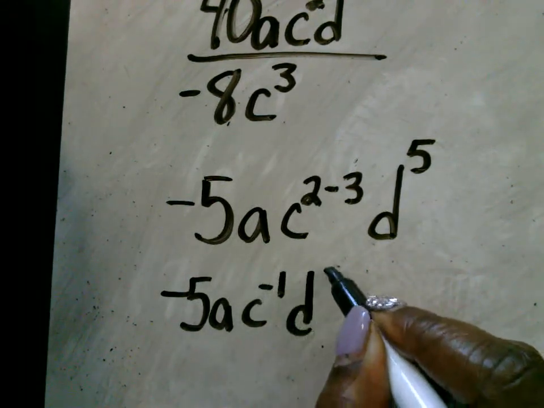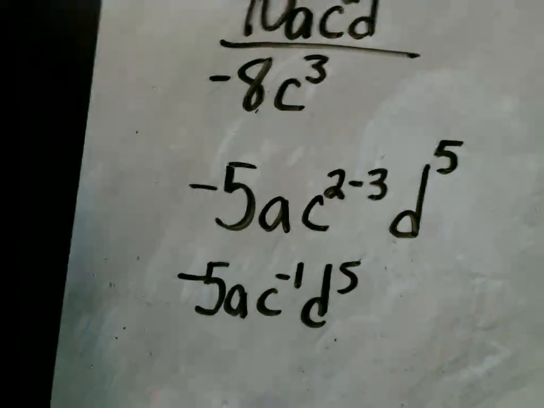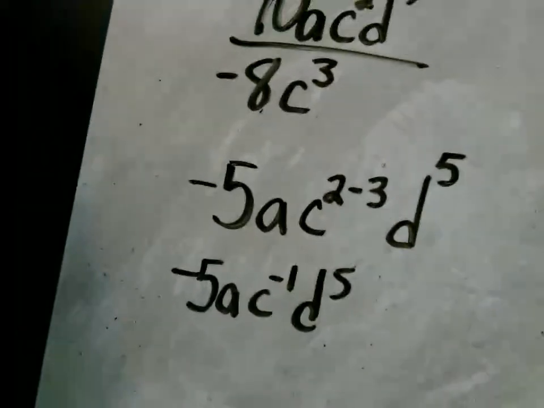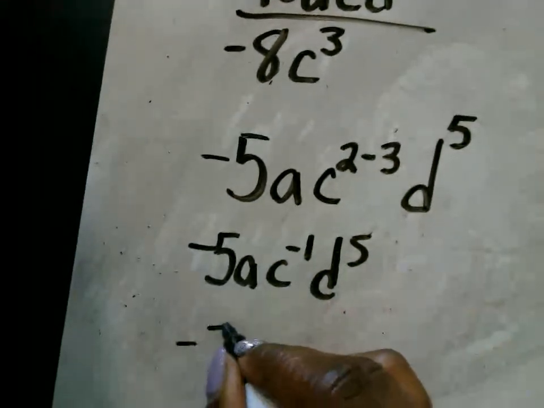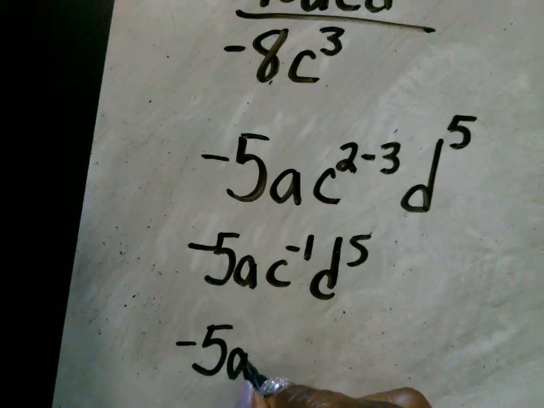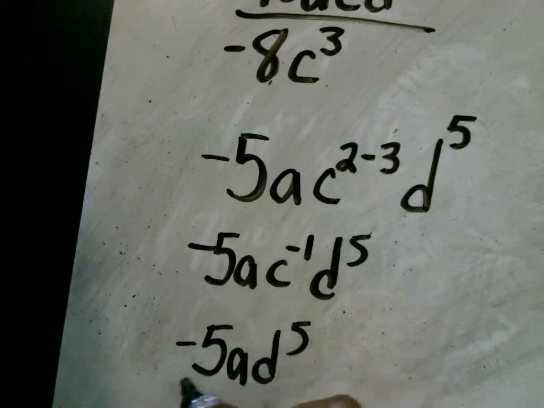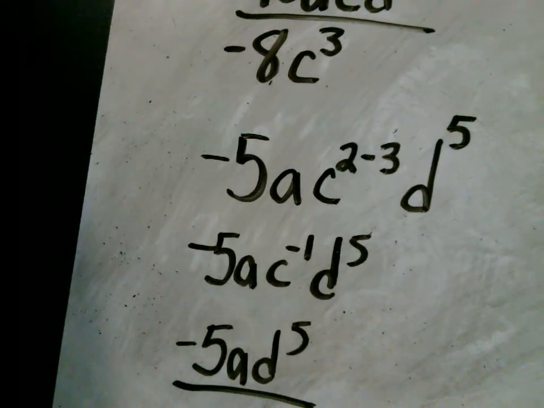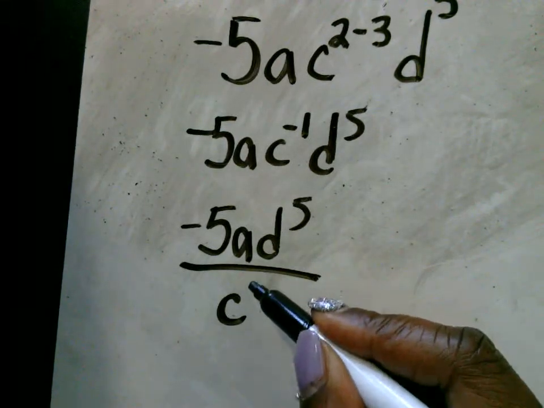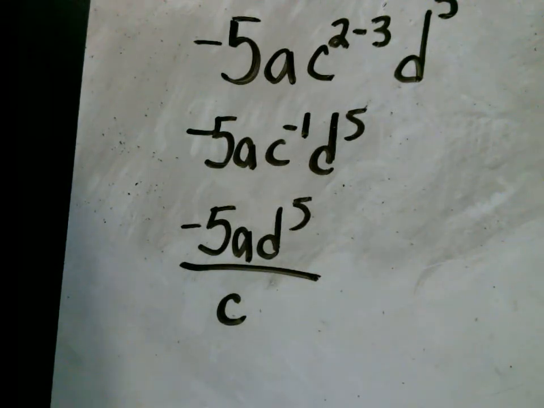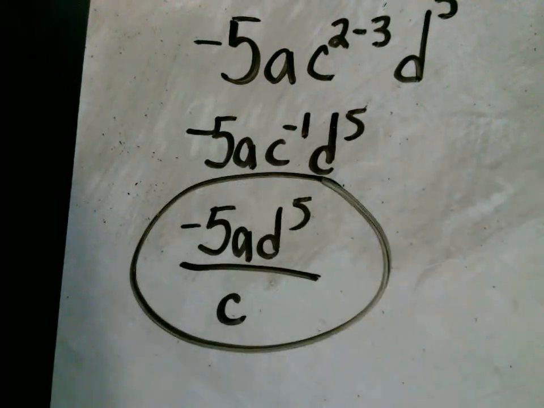-1, and then D to the 5th. Can't have a negative exponent. How do you make C to the -1 a positive exponent? Very good. So we have -5, A, D to the 5th, and bring C down to the bottom. Do I have to put a positive 1 here? No, it's automatically 1 as an exponent if you don't see it. Okay? This is your answer.